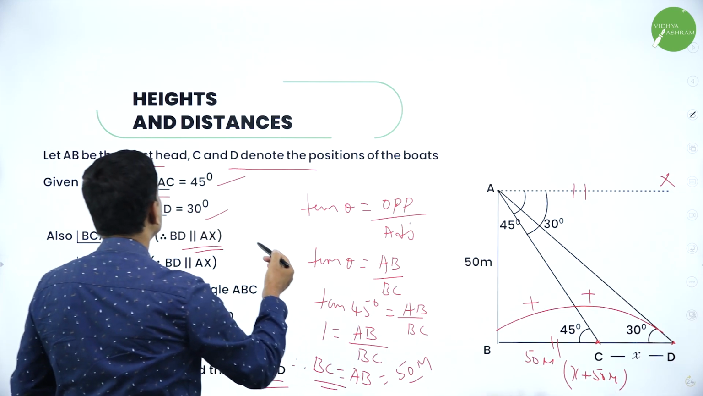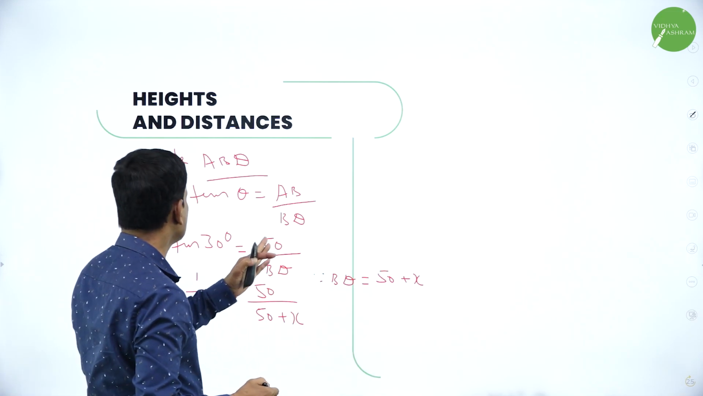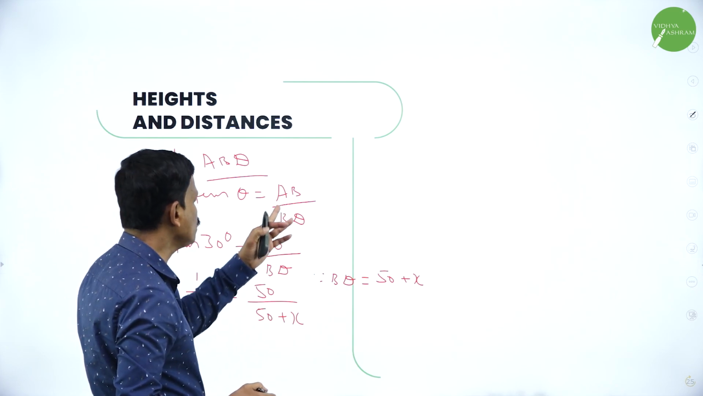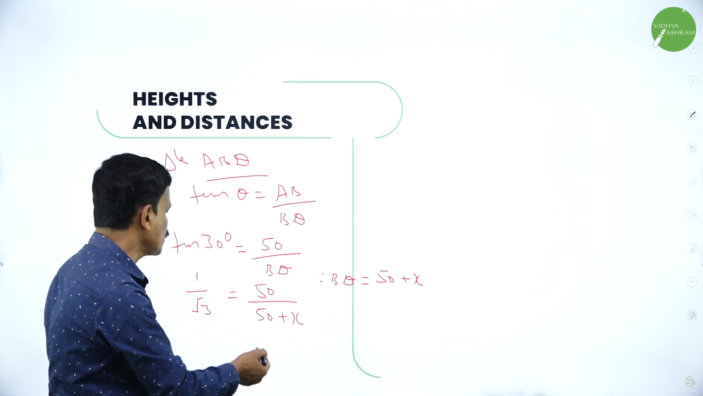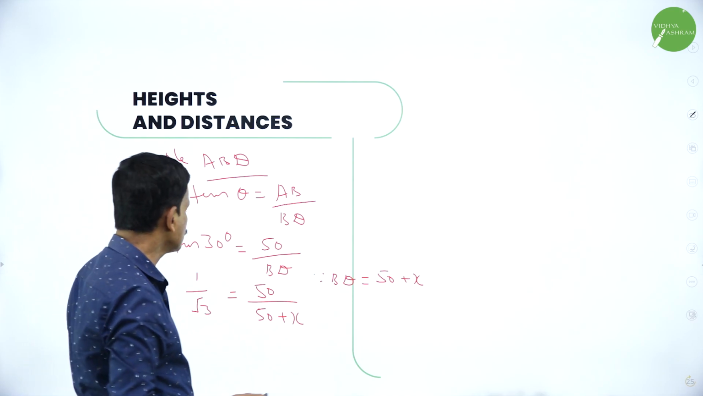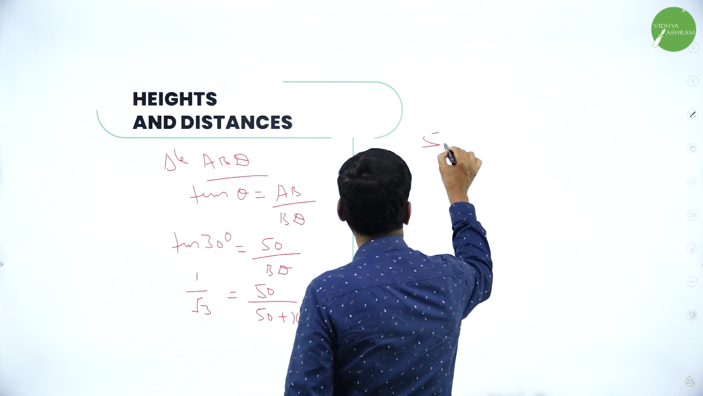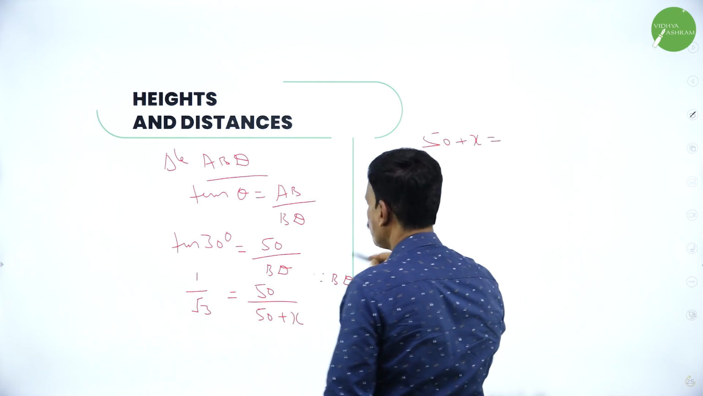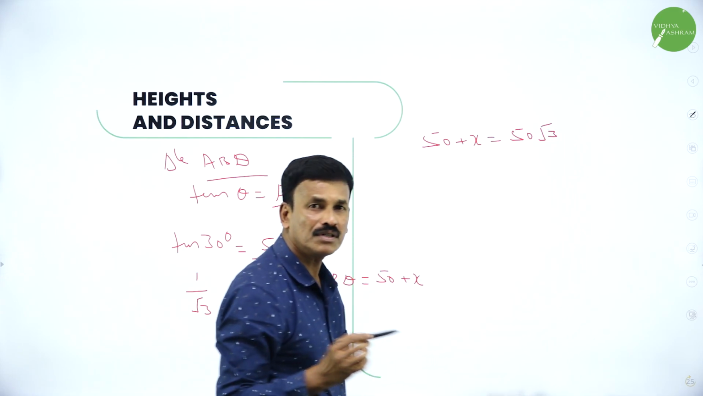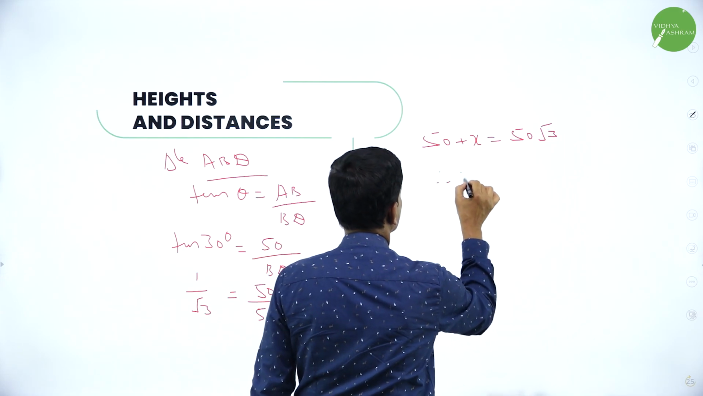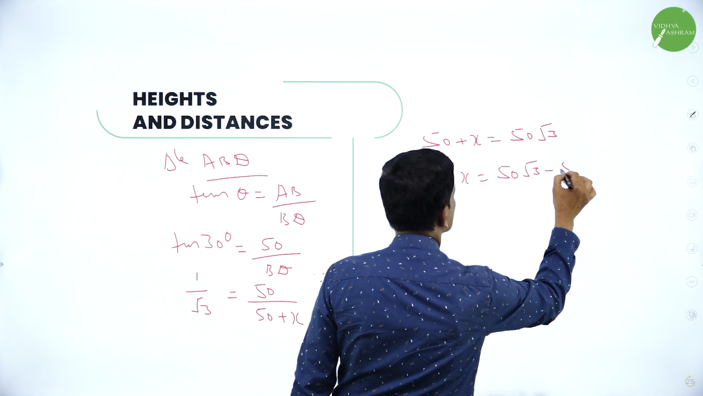Now consider this triangle. From triangle ABD, again the same, tan 30 degrees is equal to 50 by BD, that is AB by BD. BD value is also equal to 50 plus x. So 1 by root 3 is equal to 50 by 50 plus x. Cross multiply it. What will you get? 50 plus x is equal to 50 times root 3. Now what is required to find is x. Therefore x is equal to 50 times root 3 minus 50.